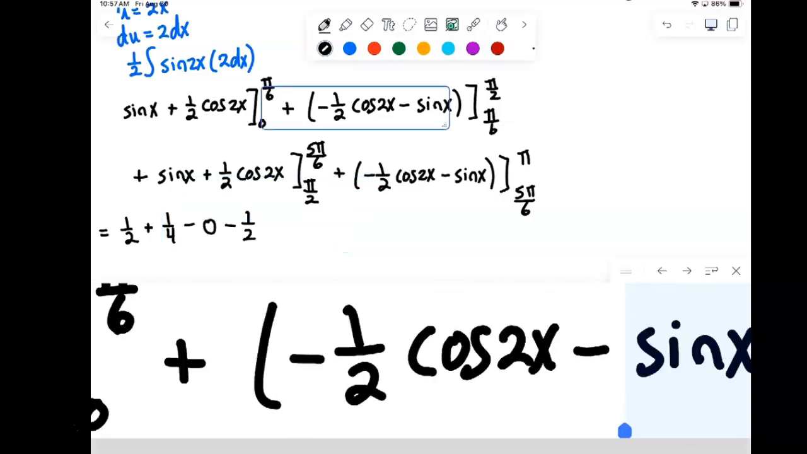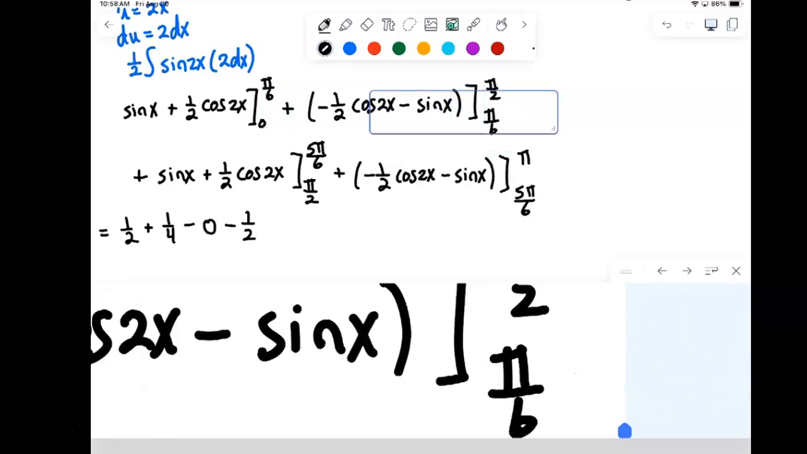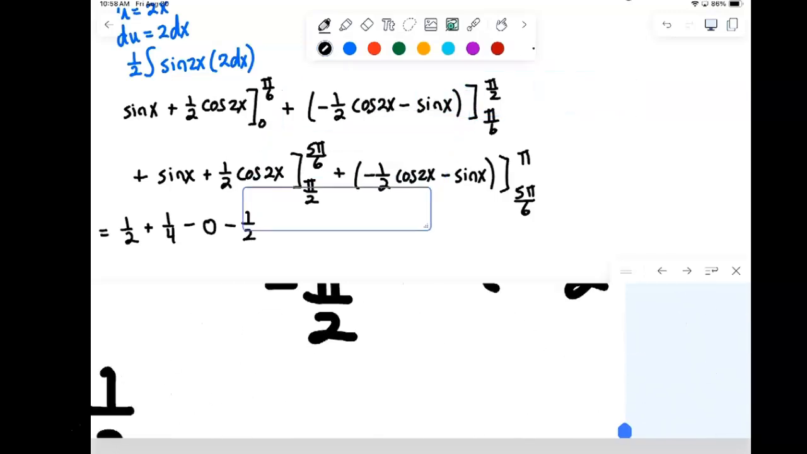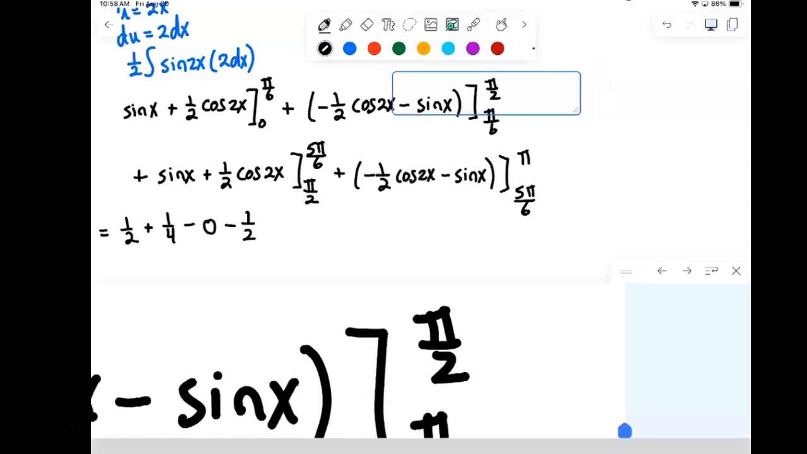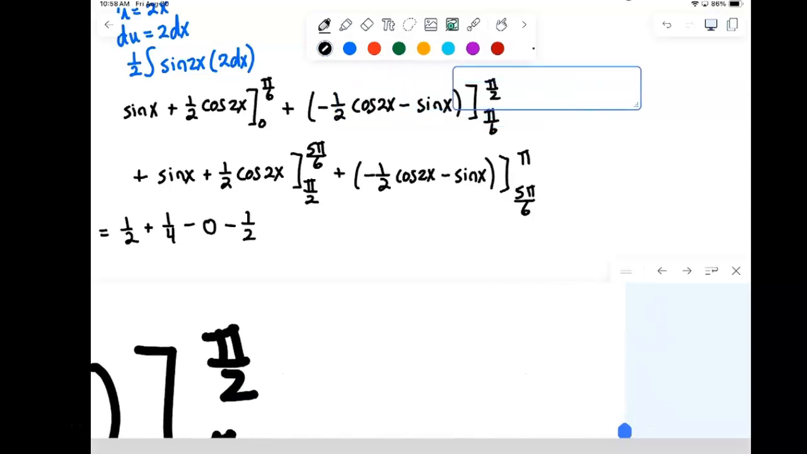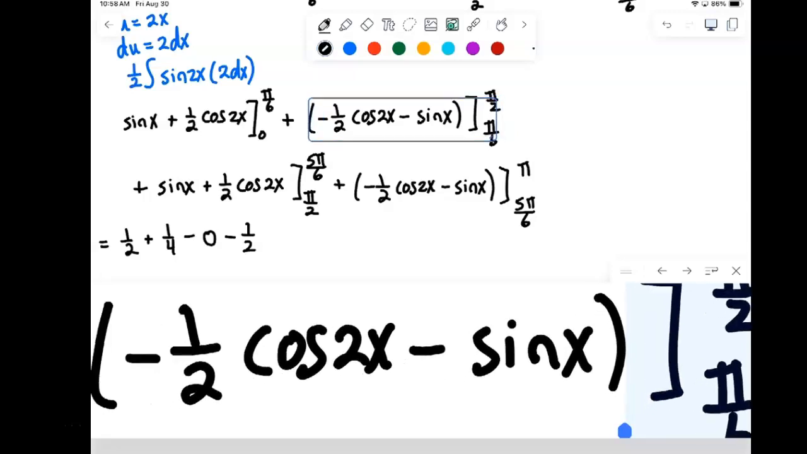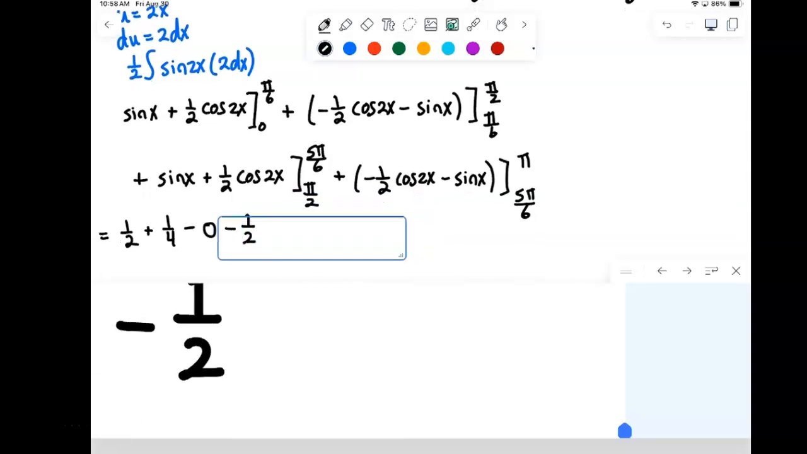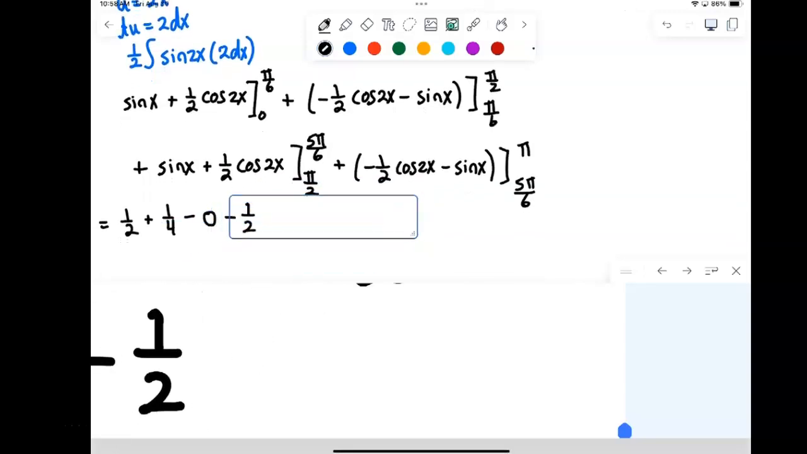Okay, and then we move to the next one. We're going to evaluate first at pi over 2. This is going to be cosine of 2x. 2 times pi over 2 is pi. Cosine of pi is a negative 1, which goes with the negative 1/2. And so negative 1/2 times negative 1 makes that plus 1/2.